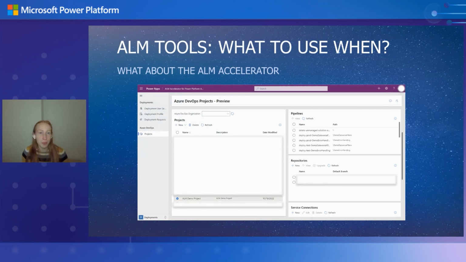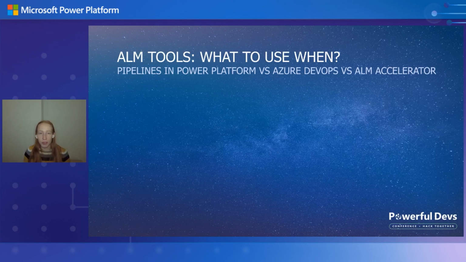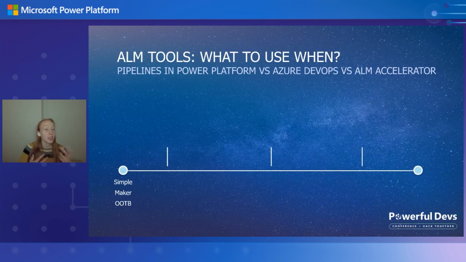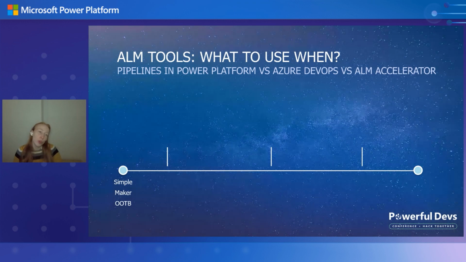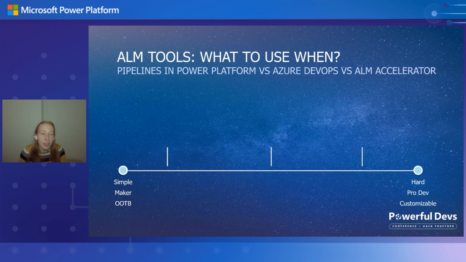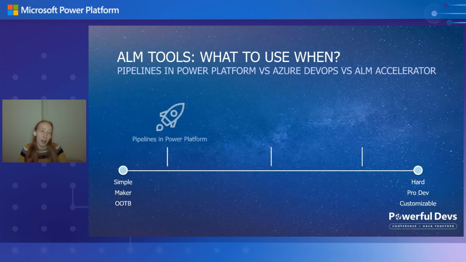the setup. So if we want to compare all of them, we can put them on a line going from simple tools more towards makers, maybe even more citizen dev, more out-of-the-box solutions, all the way until hard, complex, customized applications, maybe including a bit more Fusion Dev or Pro Dev. So on the simple side, we have the pipelines in Power Platform, which is really for very simple pipelines, easy for makers, ideally for citizen development. On the other side, on the hard side, we have Azure DevOps, where the sky is the limit.